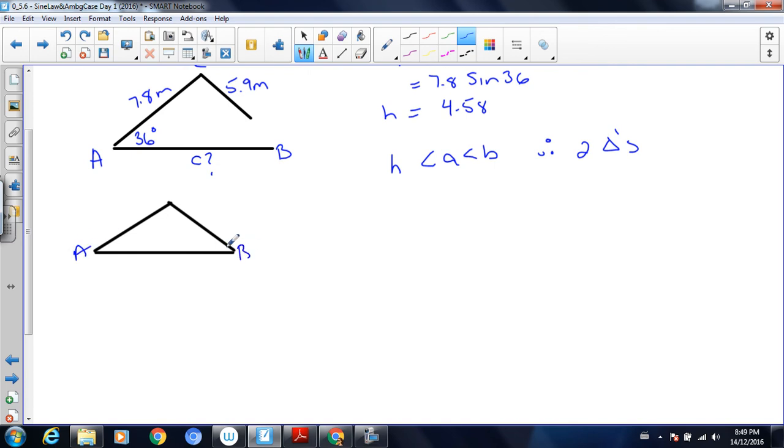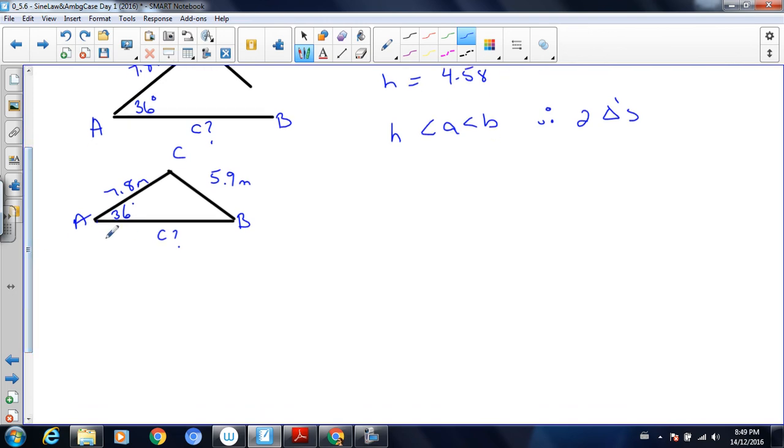A, B, C, 36 degrees, 7.8 meters, and 5.9 meters. I need this right here. Remember that. So, do I have a side angle pair? Yes, I do.